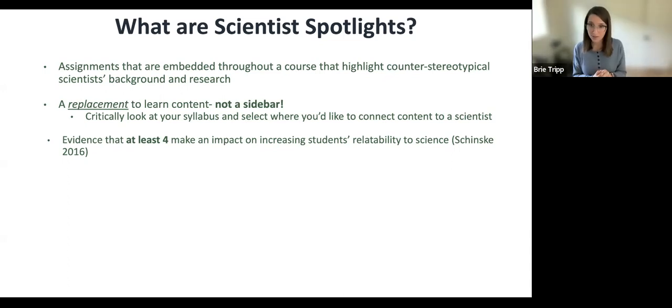And so you really want to empower and motivate students to learn the content by looking at the humanistic side of science, which is what Scientist Spotlights does. It has them read their background, and some of their backgrounds are really powerful. Yeah, so there's also evidence that embedding at least 4 of these into your class increases students' relatability to science, especially students that come from the non-dominant culture. But if you just want to try it out with 1 at first, that's great too.